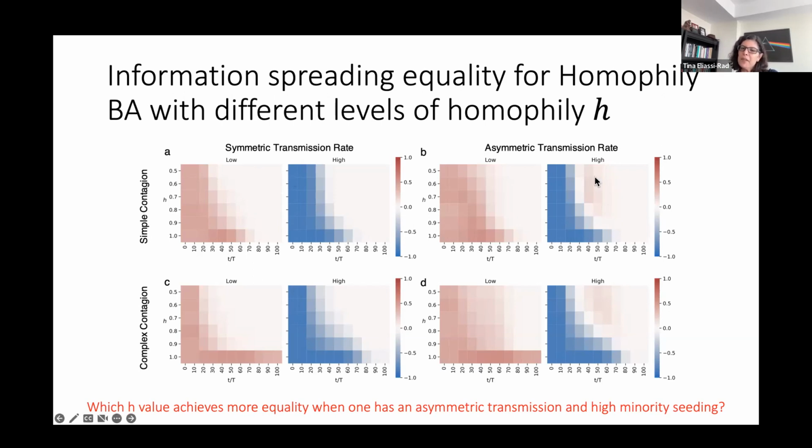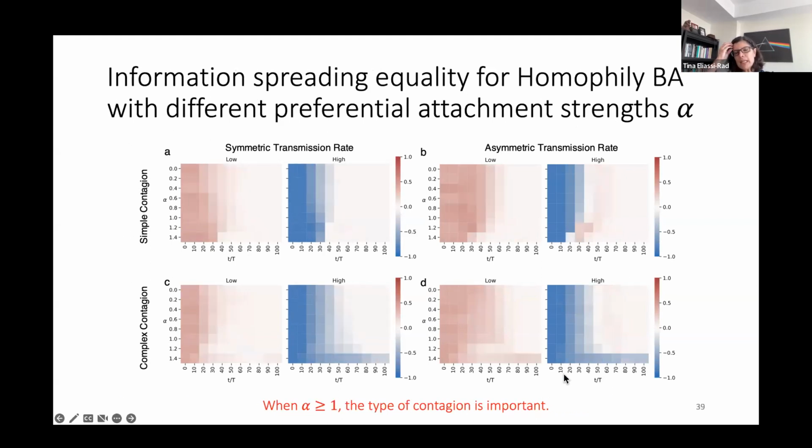However, again, if you have this asymmetric transmission rate, you have nonlinearity in your dynamics, and what happens is the minority node is at an advantage, then you get to a place where it's close to equality, and then there is a part where the majority node is at an advantage before you stabilize to equality. So it's not clear what is the right value of homophily when you have asymmetric transmission rate. We also looked at preferential attachment, and when your preferential attachment exponent, the strength, is greater than or equal to 1, which is in most real-world networks, the type of contagion becomes very important, whether it's simple or complex. So again, you can't just intervene on the network structure and say, I can get information access equality.